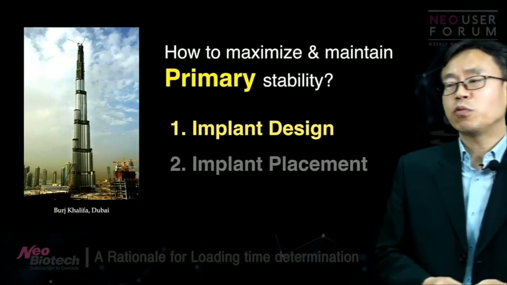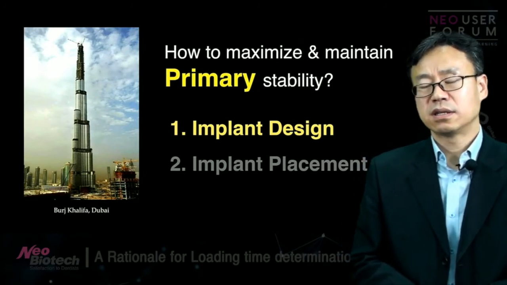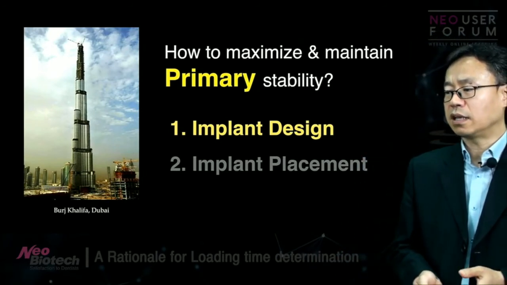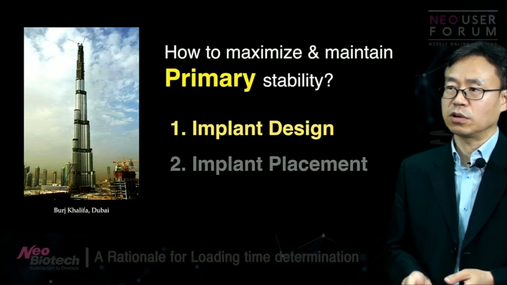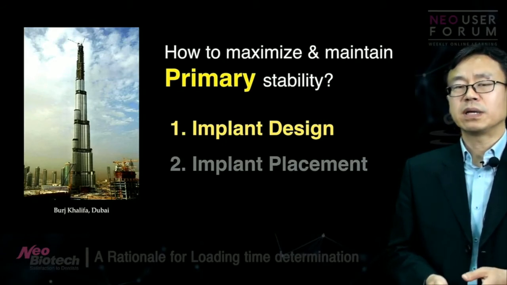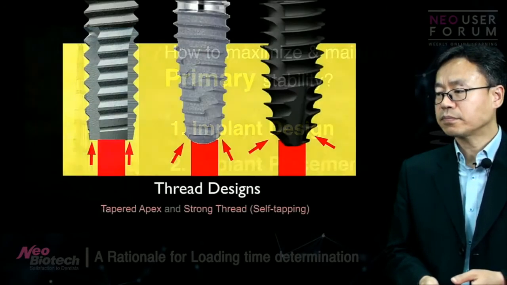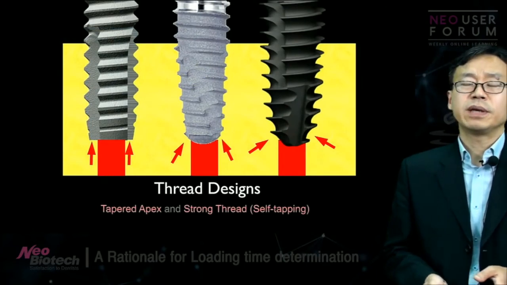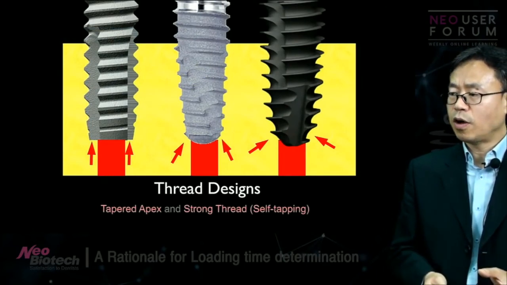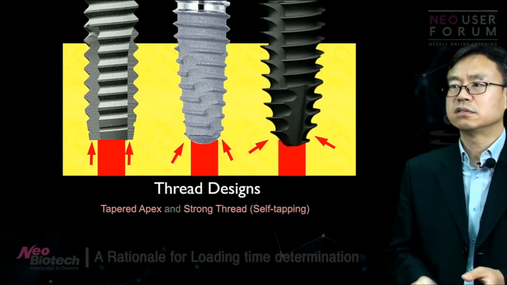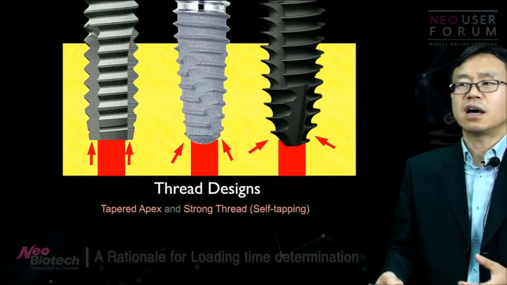Let's think what can increase the primary stability now. There are two things we want to talk about. First one would be implant design. For implants to be engaged into bone strongly, we need certain design.